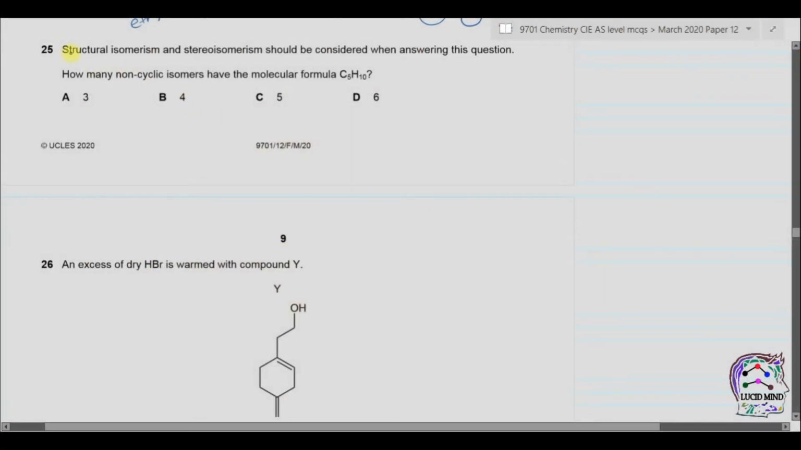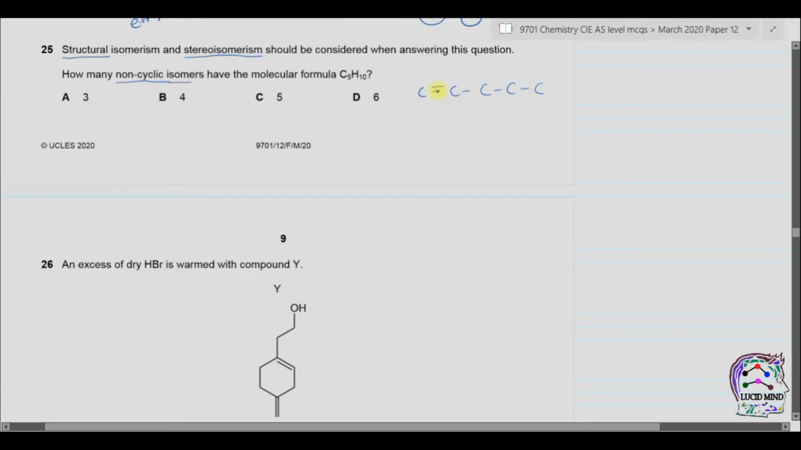Question number 25. Structural isomerism and stereoisomerism should be considered when answering this question. How many non-cyclic isomers do we have to draw? The non-cyclic isomers have the molecular formula C5H10. So let's find out. C5H10 means it is an alkene because the formula is CnH2n. So this alkene has 5 carbon atoms.